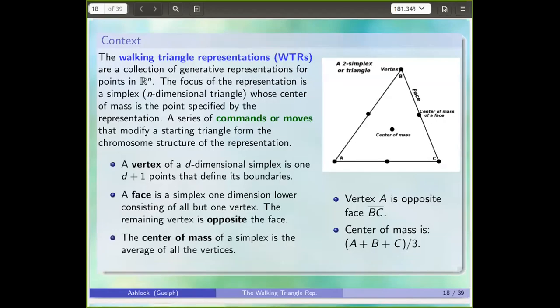So now what I'm going to do is take that triangle, or simplex in n dimensions, whose center of mass represents the parameters I'm actually trying to find. And a vertex is just a vertex. A face is the simplex one dimension lower consisting of all but one vertex. I'm going to call that the opposite face. And the center of mass is what it usually is.